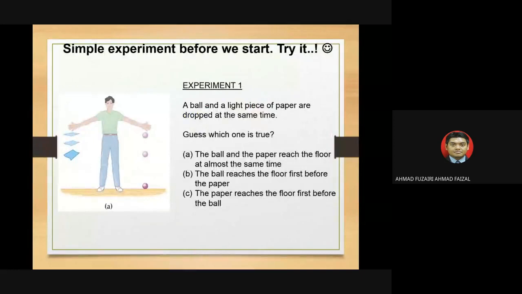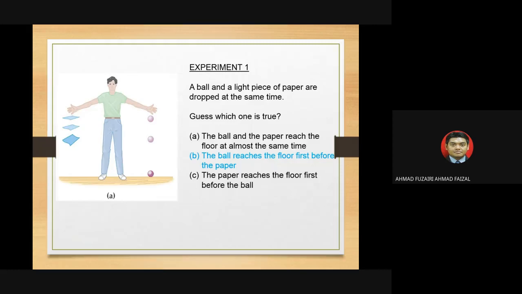Okay, let's do a simple experiment before we move further. A ball and a light piece of paper are dropped at the same time. Guess which one is true? A. The ball and the paper reach the floor at almost the same time. B. The ball reaches the floor first before the paper. C. The paper reaches the floor first before the ball. So, what's your answer? The answer will be B. The ball reached the floor first before the paper.